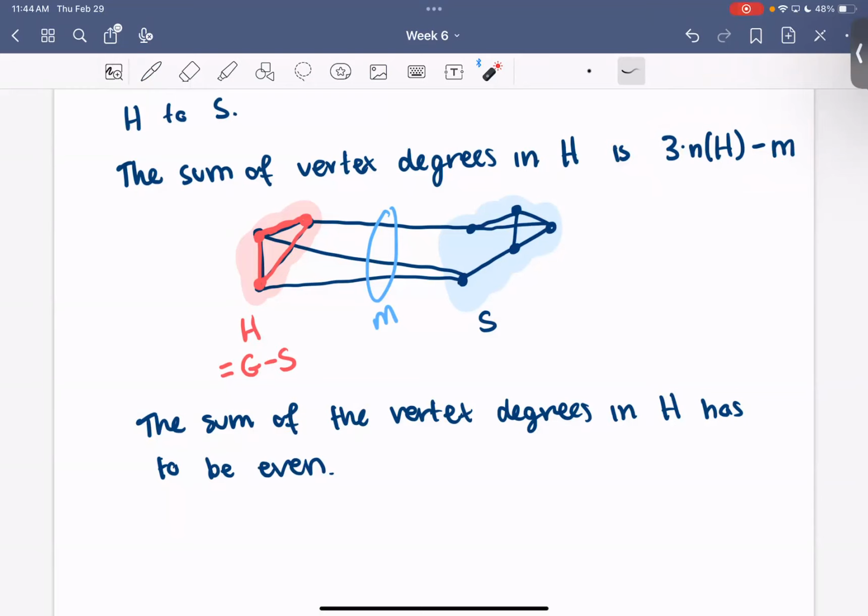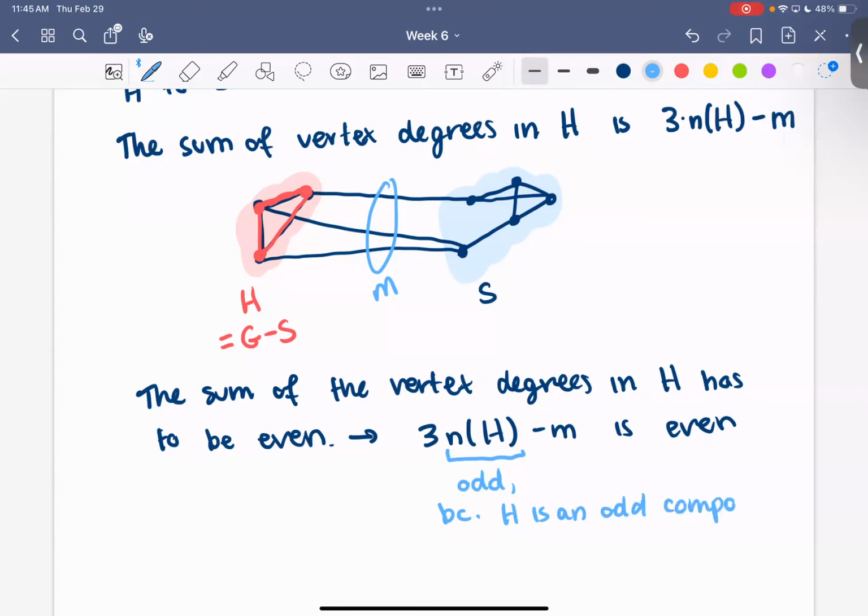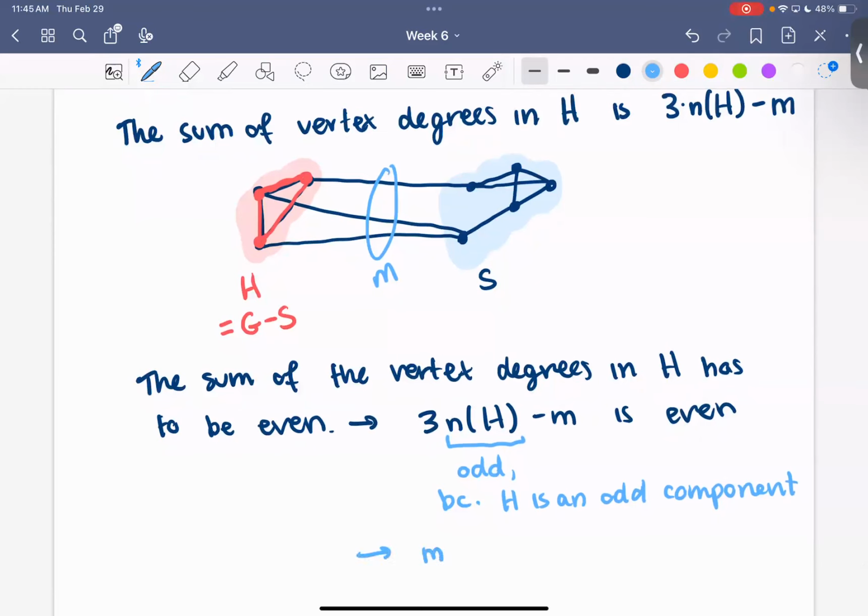And we know that H was supposed to be an odd component. So 3 times N_H minus M is even. We know that N_H is odd because H was an odd component. So then what does that tell us about M? So then M is also odd.